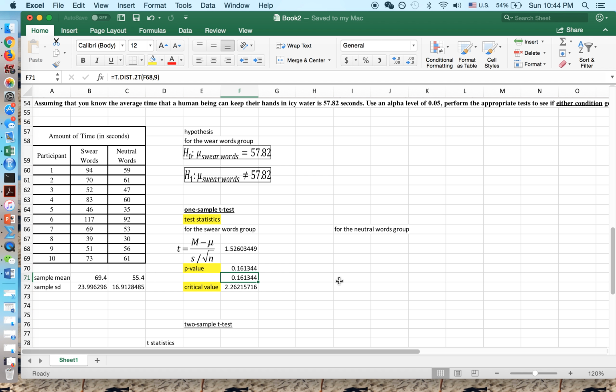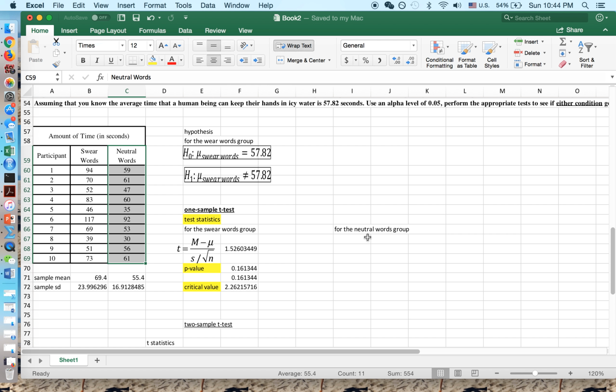All right, so let's do the t-test. So our p-value that we just found for this t statistic is 0.16, which is larger than 0.05. So this p-value should be correct because it's larger than 0.05, which means that we will fail to reject our null hypothesis. Okay, so let's repeat the same procedure and do the same one-sample t-test for the neutral word group.